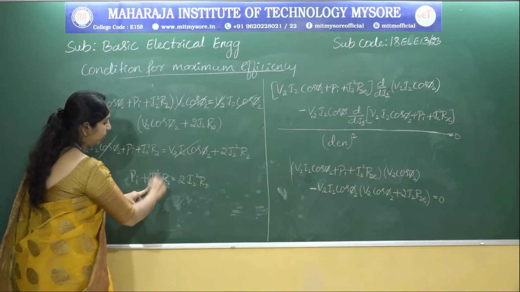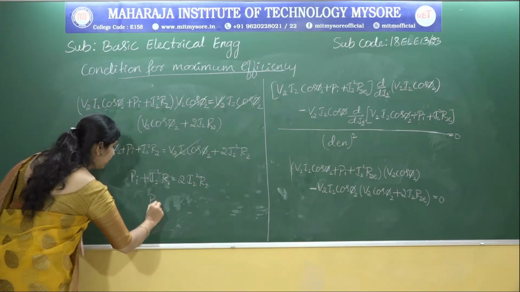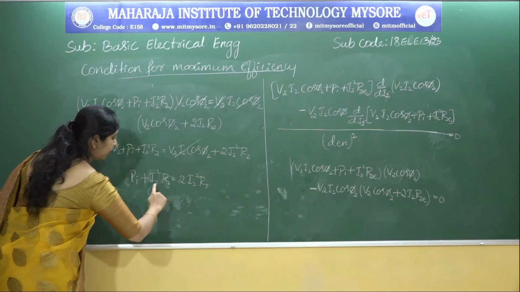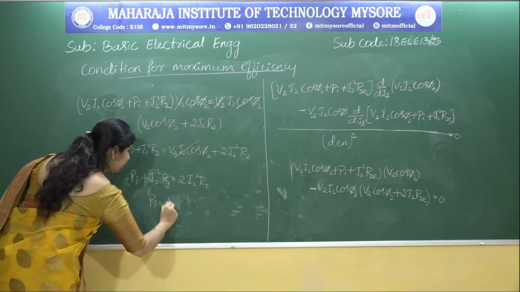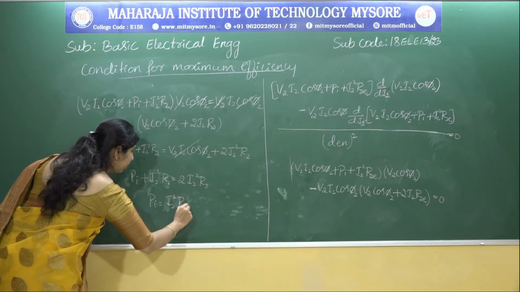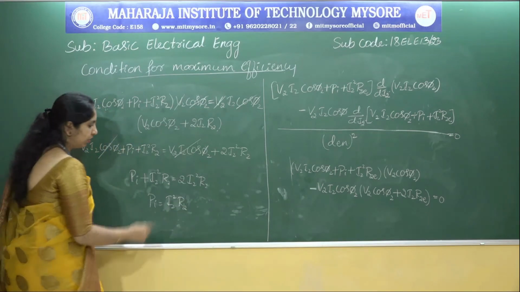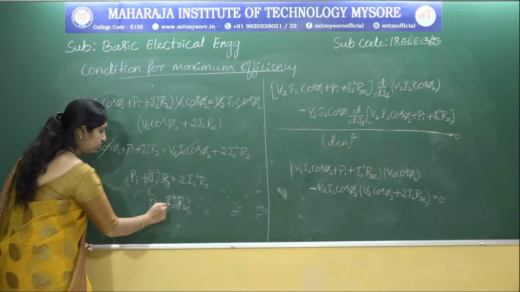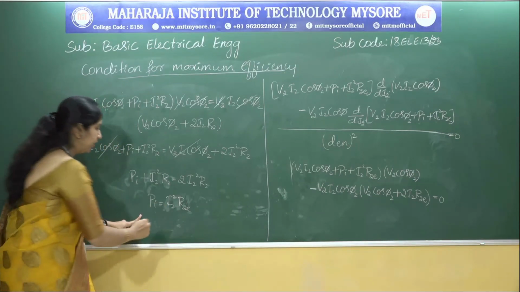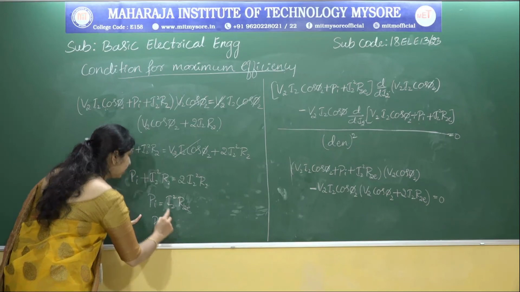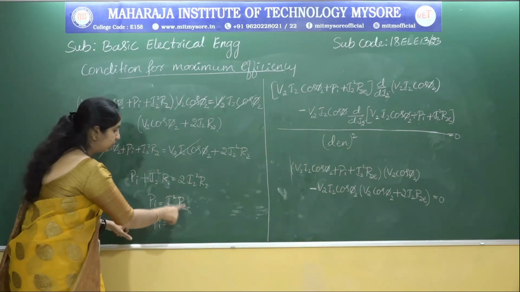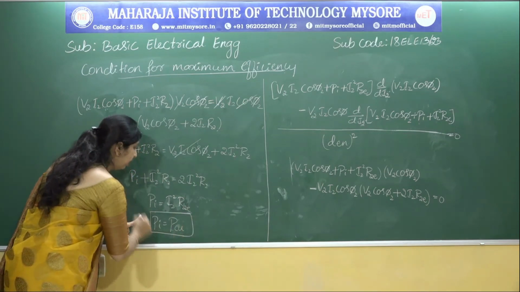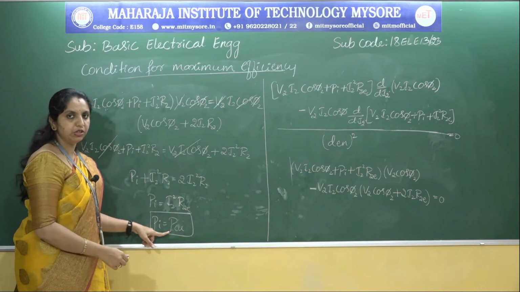So take this I2 square into R2 to the right hand side. We get Pi is equal to 2 into I2 square into R2 minus I2 square into R2, we get only I2 square into R2. As I have already told you, we can write only R2 or R2E. Both are same. So finally what we have obtained? Pi is equal to I2 square into R2E, which is nothing but PCU, right? So this is for PCU.